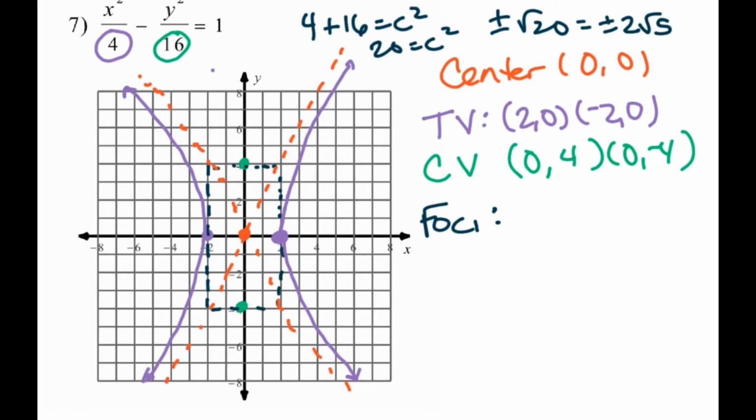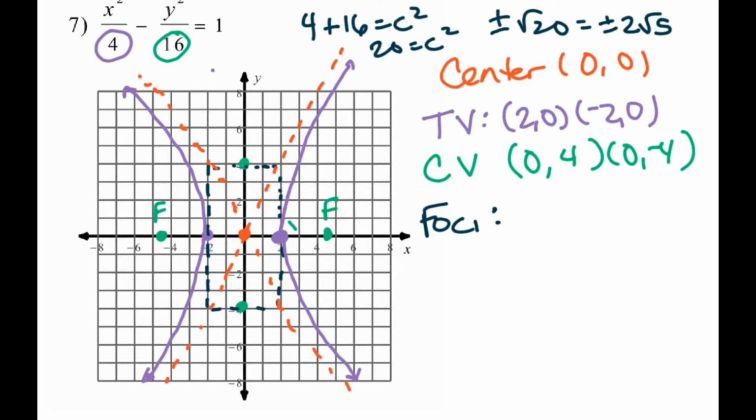And so on my transverse axis, I'm going to go out 2 square root 5. If you find the decimal approximation for that, it's going to be 4.47. You'll notice that the foci are going to be past the vertices. It has to be. So about 4.5, and at negative about 4.5. So that's my foci. Label those as your foci.